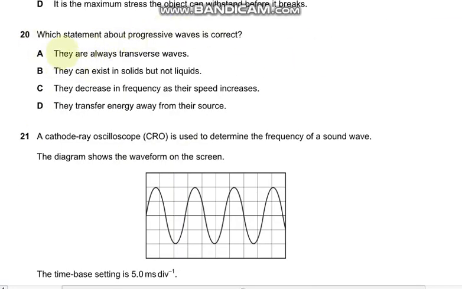Question number 20 says, which statement about progressive wave is correct? So it says that they are all transverse wave. Wrong. They can exist in solid but not liquids. Wrong. They decrease in frequency as their speed increases. Not appropriate. D says that they transfer energy away from the source. Yes, D is the appropriate answer.